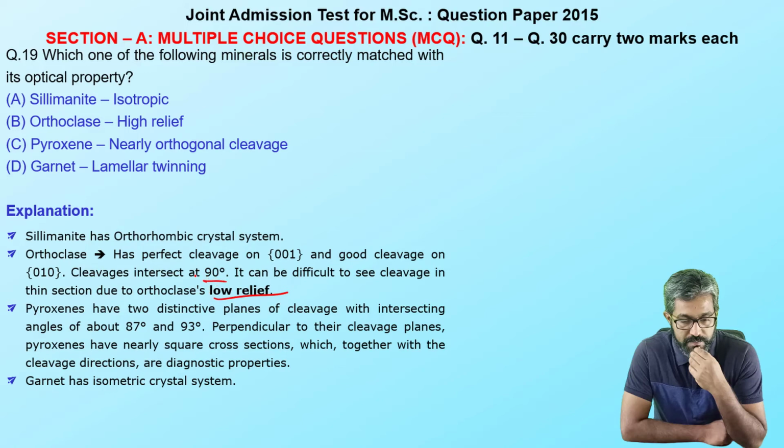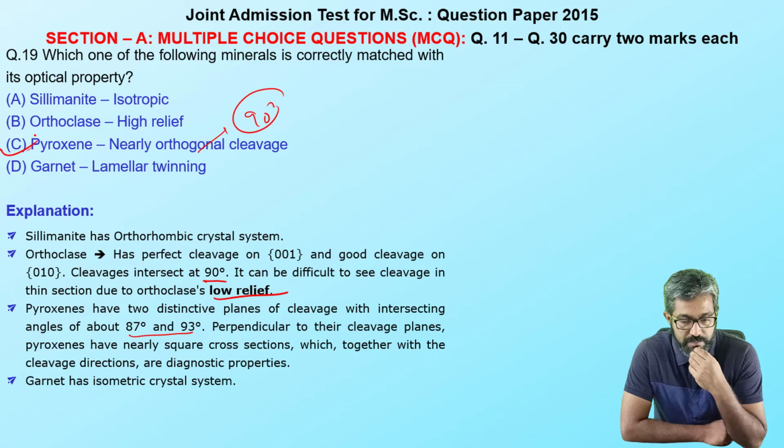Now, it can be difficult to see cleavage in thin section due to orthoclase's low relief. Orthoclase low relief is there, that's why it's very difficult to identify the cleavage in the thin section. Whereas pyroxene is nearly orthogonal. Orthogonal means 90 degrees here. So we have 87 and 93, it's almost 90 degrees. So this is my option. Pyroxene is nearly orthogonal cleavage.